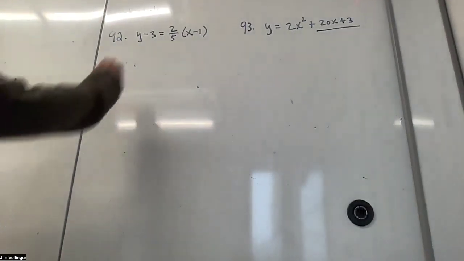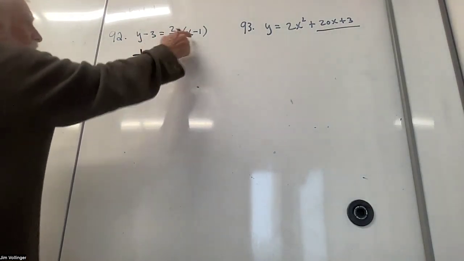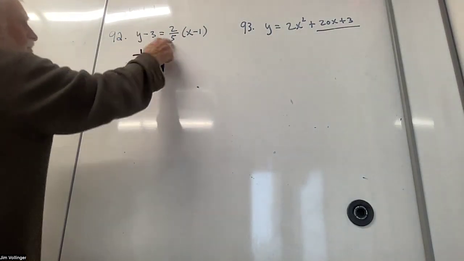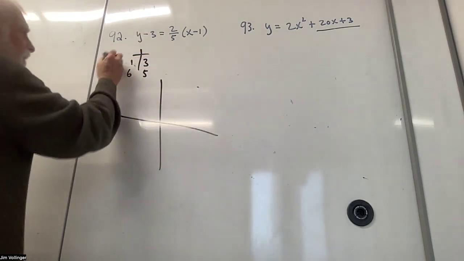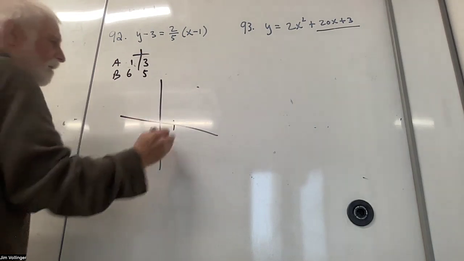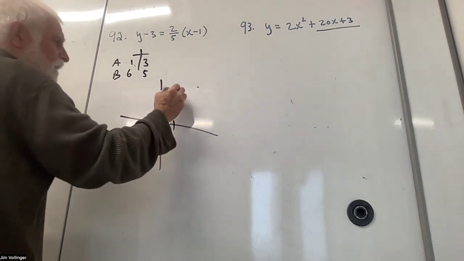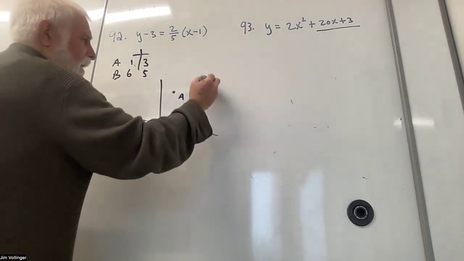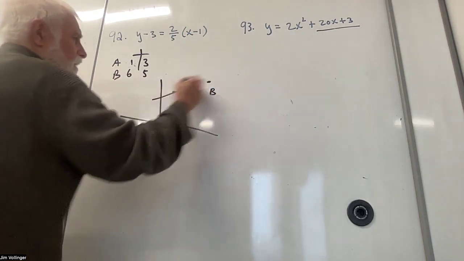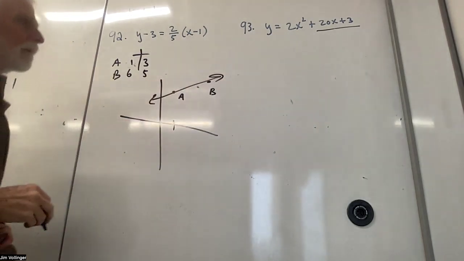Here's a linear function. I'll find 2 points and then I'll just sketch them. 1 gets me 3, change by 5, 6, change by 2, 5. I'll show this as AB. All right, so A, if that's 1, 1, 3, there's A right about there. And B is 6, 5, 6, 5. We'll call that B, connect them, and you're done.